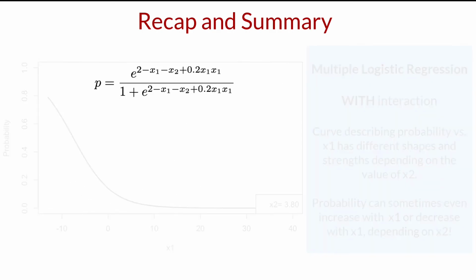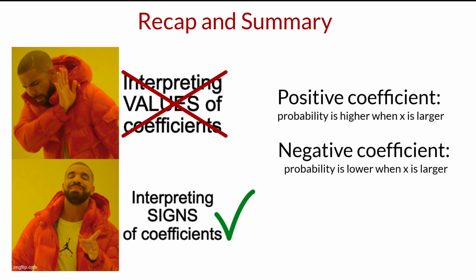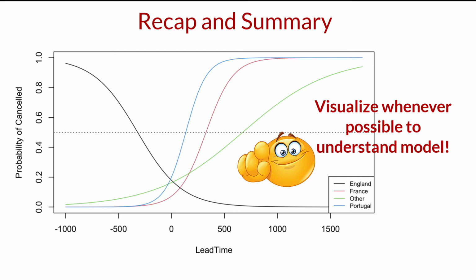Now, when it comes to interpreting the coefficients of a multiple logistic regression model, just remember to basically ignore the values of those coefficients and just focus on the signs to broadly understand how the relationship between the probability and the predictor works. And if at all possible, make a visualization to better understand your model. As they say, a picture is worth 1,000 words.